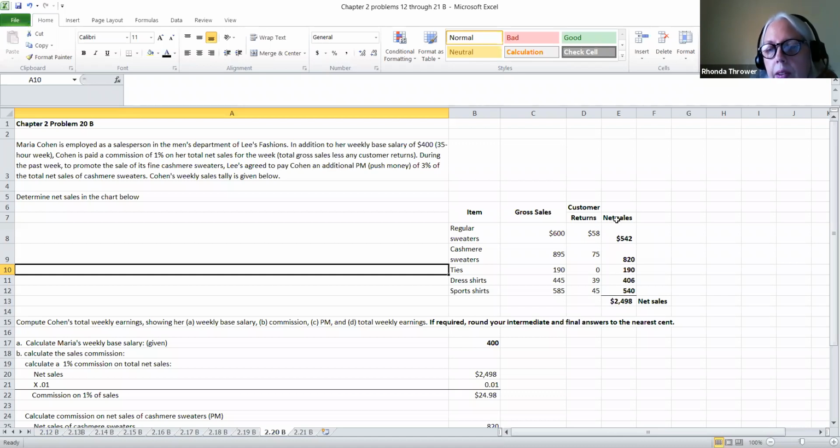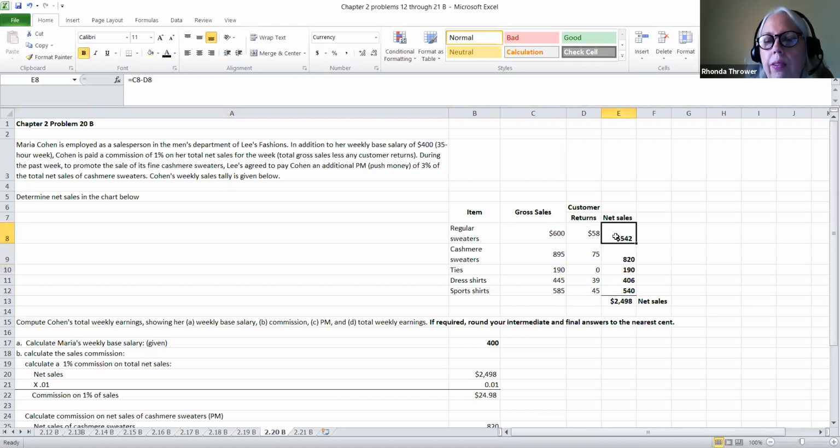And so what I did is I just added a column to this table and called it net sales. To find net sales, you would subtract the customer returns from the gross sales. So for regular sweaters, they sold $600 in gross sales. You're going to subtract $58 from that to get the net sales amount. You do the same thing with your cashmere sweaters.